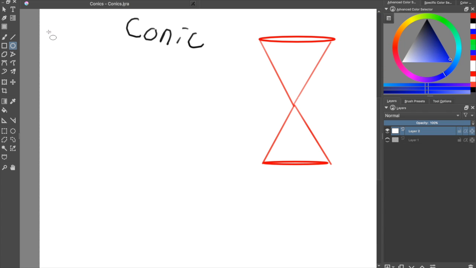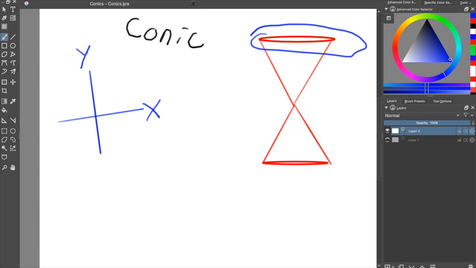In a graph, a conic won't occur like in traditional graphs, because as you know, here we have the y axis, so we have the x axis. In order to have the 3D aspect of the conic, we need another axis, which is called the z-axis.